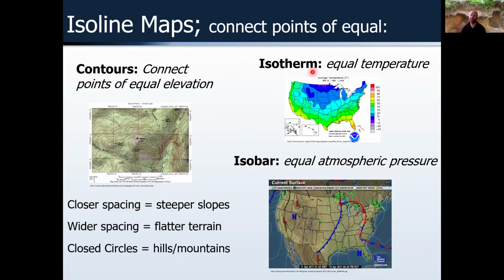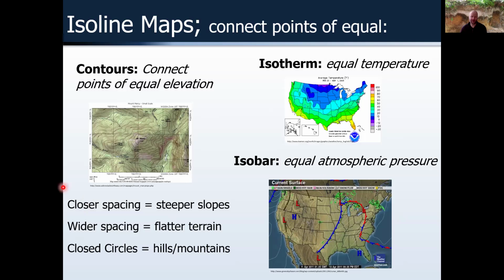The lines connect points of equal temperature for an isotherm map, and then an isobar map has lines, and here these faint or white lines connect points of equal atmospheric pressure. And we'll think a lot more about this in the next section of the GC 100 course. But I'm going to come back to topographic maps and contours.